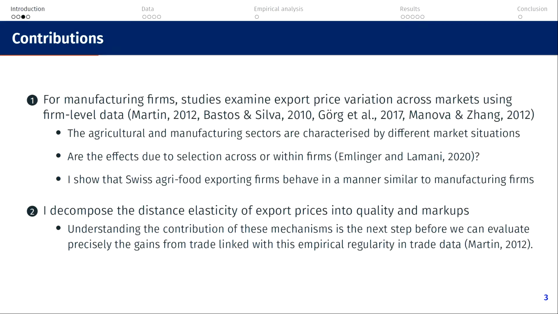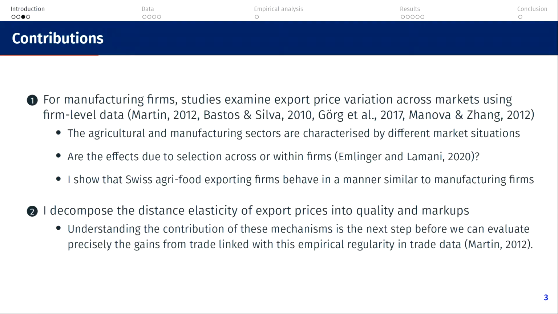But what do we do specifically in this paper? For manufacturing firms, some studies at least have established this export price variation across markets using firm level data. But we haven't seen enough of this at the firm level in agricultural settings. But we know that the agricultural and manufacturing sectors are also characterized by different market situations. And so I think it is imperative to see if the findings from manufacturing also extend to agriculture.